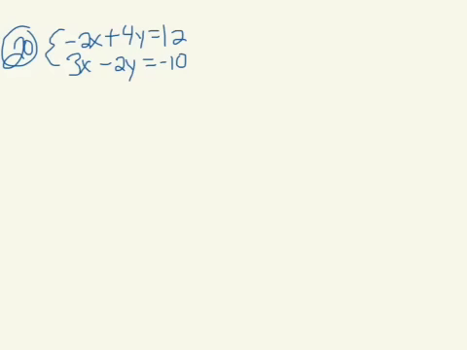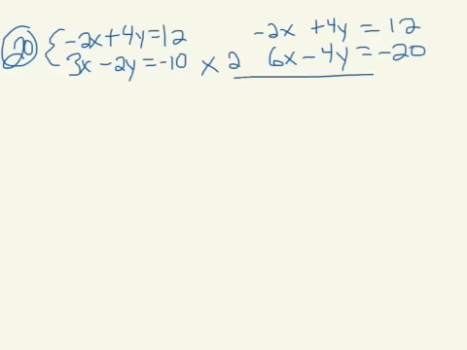That doesn't eliminate. So what I need to do is I need to go ahead and multiply 1 or possibly both of the equations so that I can eliminate. In this case, you can get away with just multiplying one equation. On number 20, you can simply multiply the bottom equation by 2. If you multiply the bottom equation, the whole thing, by 2, that will make the bottom equation become 6x minus 4y equals negative 20. The top equation, you can just leave that one the same. So you have negative 2x plus 4y is equal to 12.